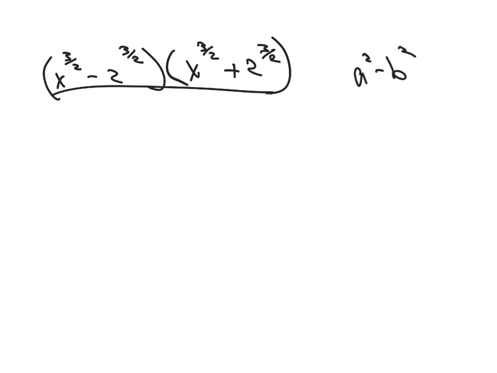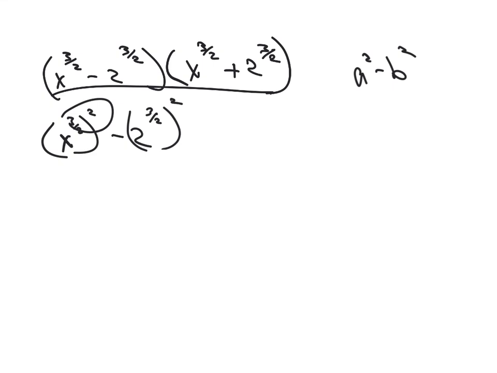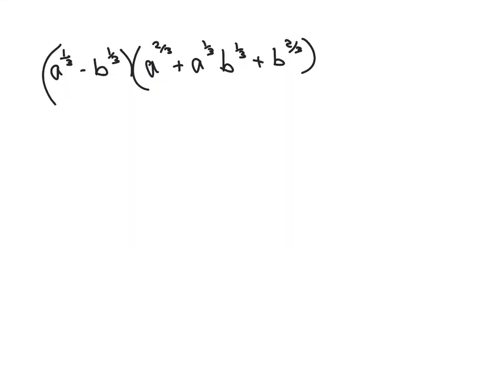So when we do this, we get the first term squared minus the second term squared. So this squared, remember, because we have this parenthesis here between them, we multiply exponents. So x to the 6/2, or x cubed, minus 2 to the 6/2, or 3. And 2 cubed is 8. And we're done. So this is example 6.